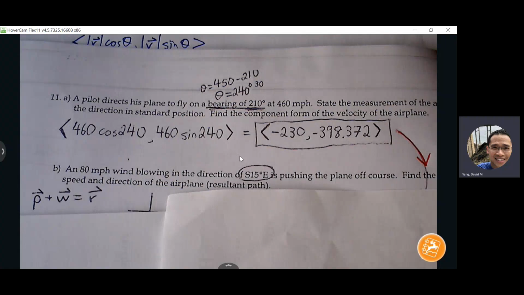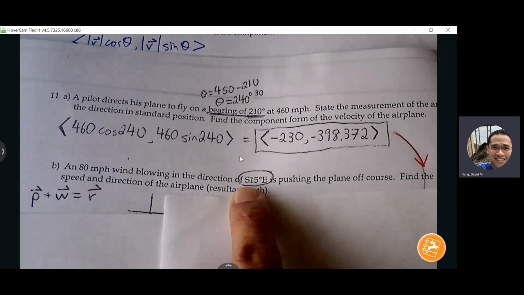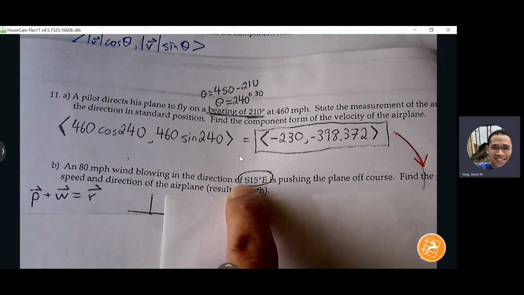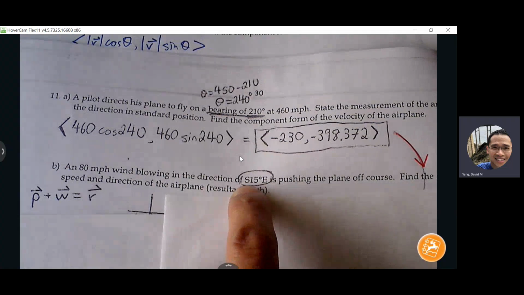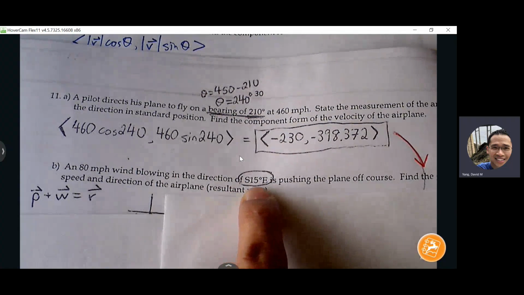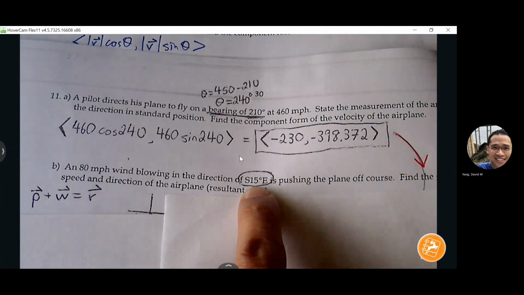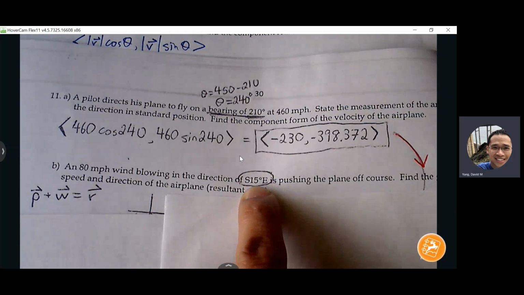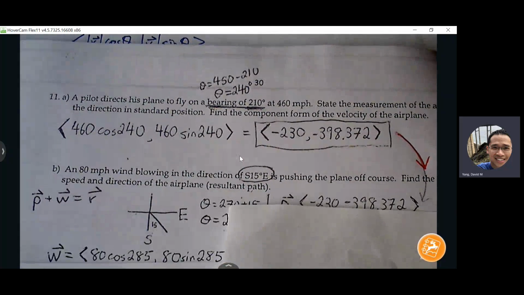But we do have to convert this south 15 degrees east into standard position. So how do we do that? So we start south, what degree measurement is south? Yeah, 270, and we're going to move to the east. So we're going to end up in the fourth quadrant. So 270, what? Plus 15. Yeah, that's going to make it land in that fourth quadrant.